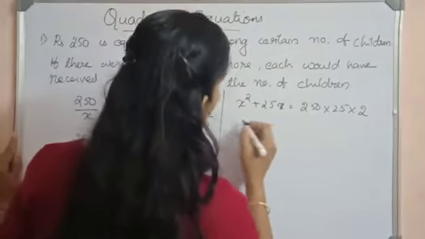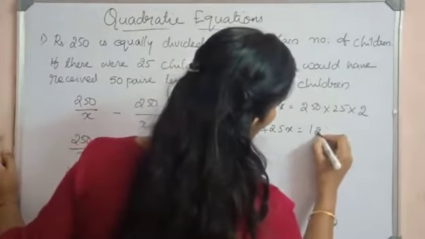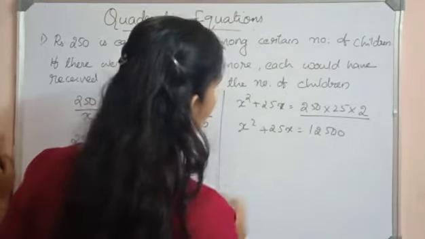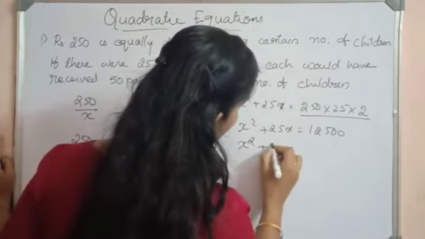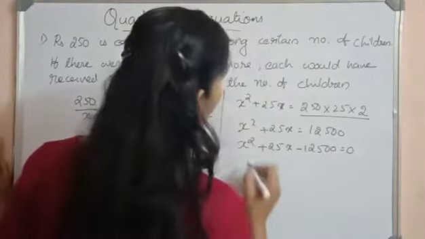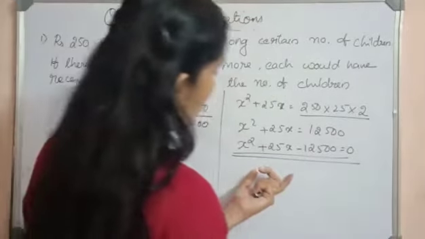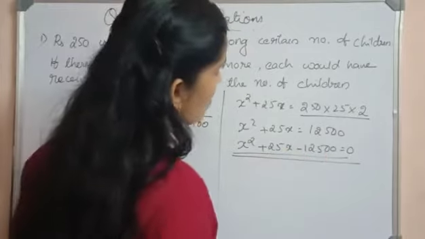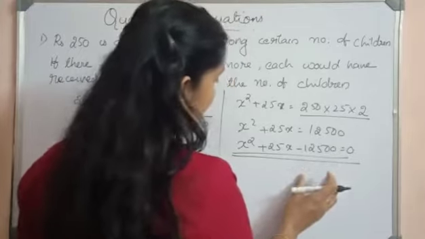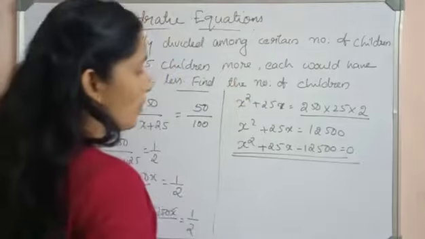And that's same as x square plus 25x is equal to 12,500. On multiplying these three terms, we get this as 12,500. And that's equal to x square plus 25x minus 12,500 is equal to 0. This is in the form of a quadratic equation. Now we need to find the value of x by factorizing this. Find two terms such that the product is minus 12,500 and the sum is plus 25.